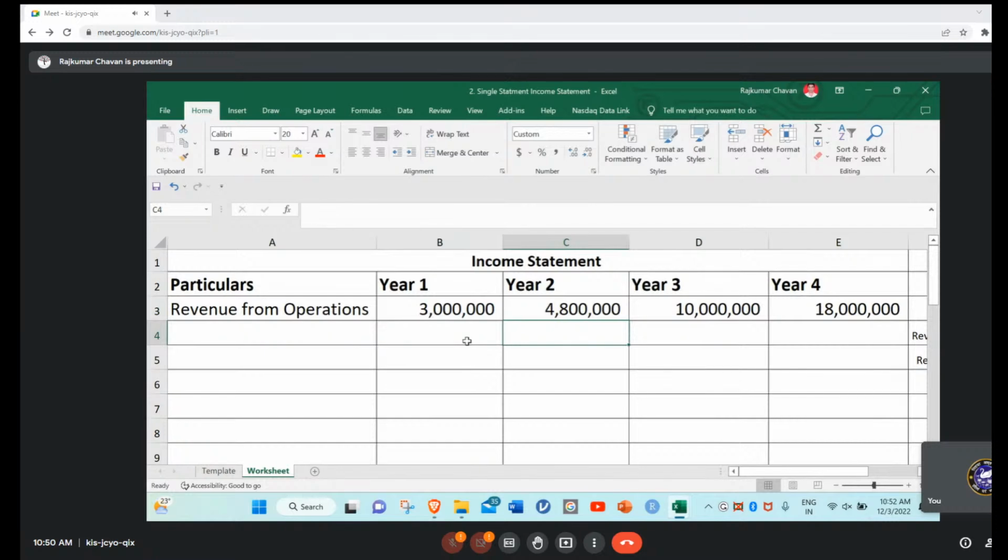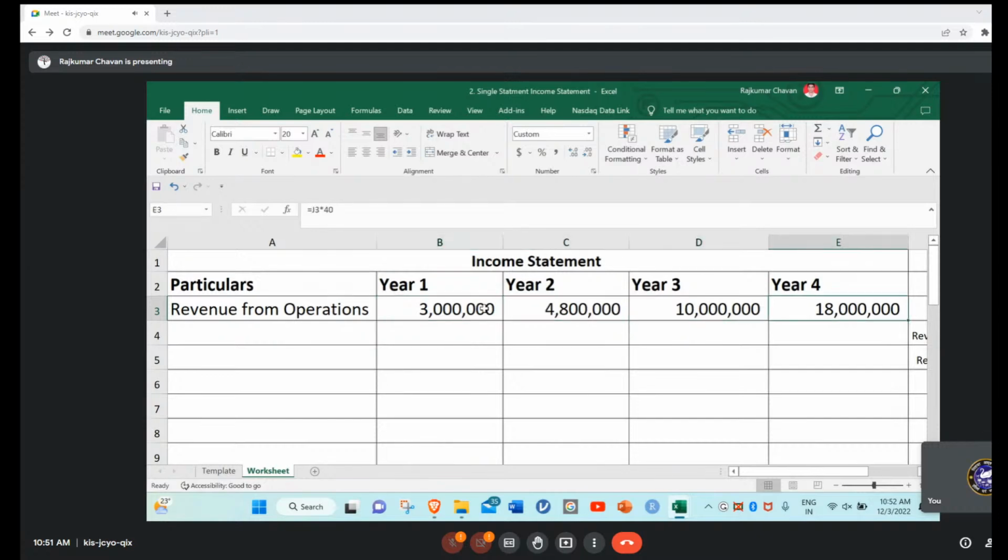Now how to drag it here in the Excel sheet? First, you should calculate the first answer. One base is required. Then a plus sign will come here, called the autofill handle. You just drag it to which side? Right hand side. So you got the revenue from operations.